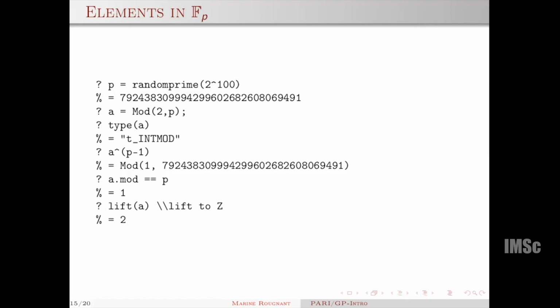A will be 2 mod p. And here, when I write that, A is not an integer anymore, it's an integer mod p. If at some point you have a function that doesn't work well, it could be interesting to use the type function just to be sure that you're using the right object. Here, A will be an integer mod P. If you want to check if your mod is a good P, you can ask for A.mod. It says that A is an integer mod P.